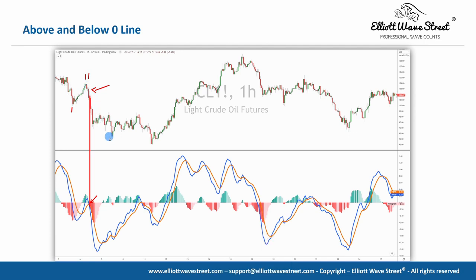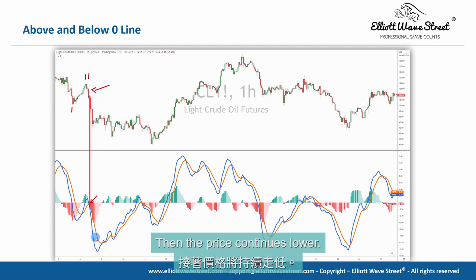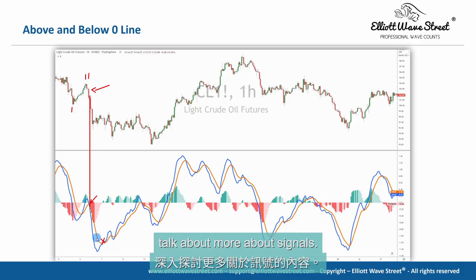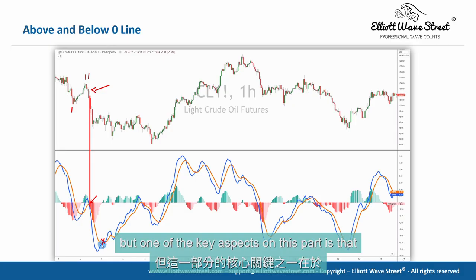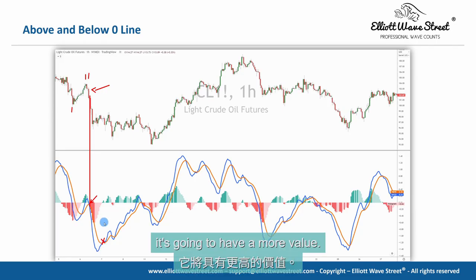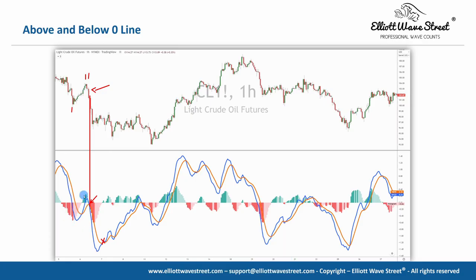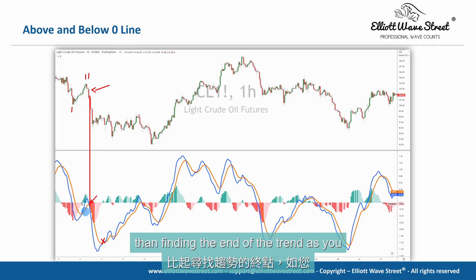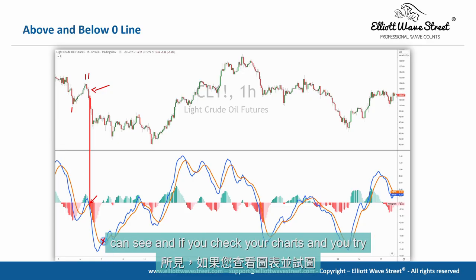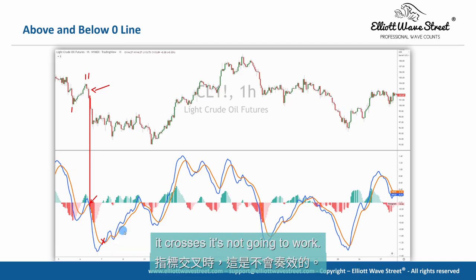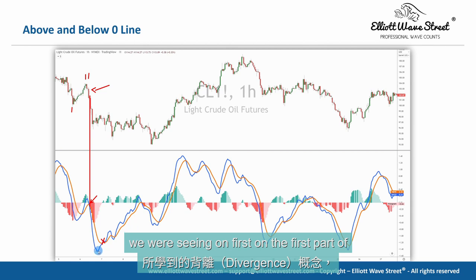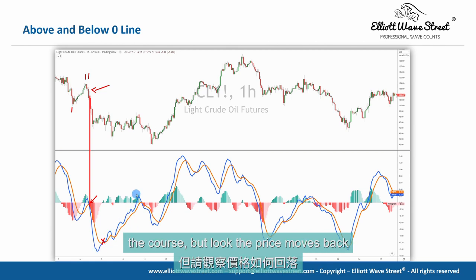Then the price continues lower, and we have the MACD accelerating to the downside, and here we have the next signal. We are going to talk more about signals. But one of the key aspects is that it has more value when the MACD line crosses down under zero, or near zero as I explained, to follow the trend rather than finding the end of the trend. If you check your charts and try to use the MACD to find the end of the trend just when it crosses, it's not going to work, because then we need to use the concept of divergence that we saw in the first part of the course.